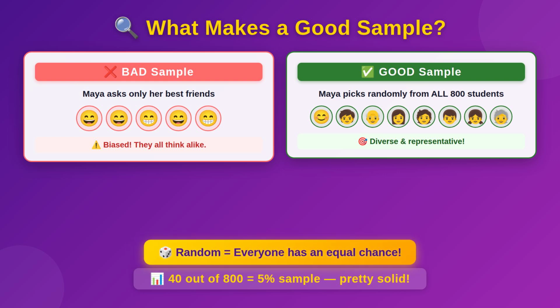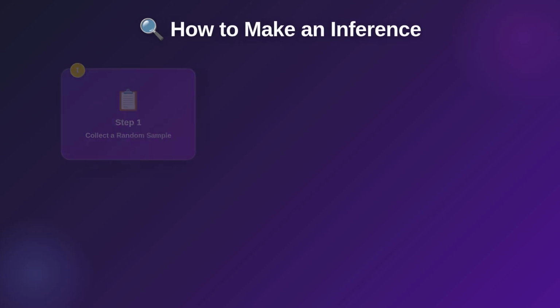It also needs to be large enough to be meaningful. A random sample of 40 out of 800 is about 5%. That's actually pretty solid for making a prediction. Let's see how Maya picks her sample the right way.